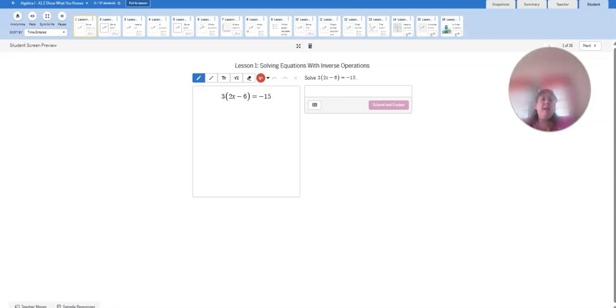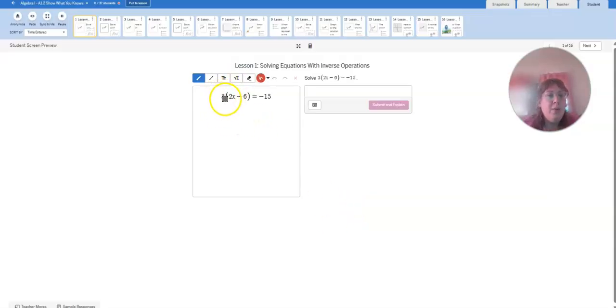Okay, my friends, we're looking at another module to review, show what you know in Amplify. So here's slide 1. We have 3 times 2x minus 6 is equal to negative 15, and it wants us to solve it using inverse operations.